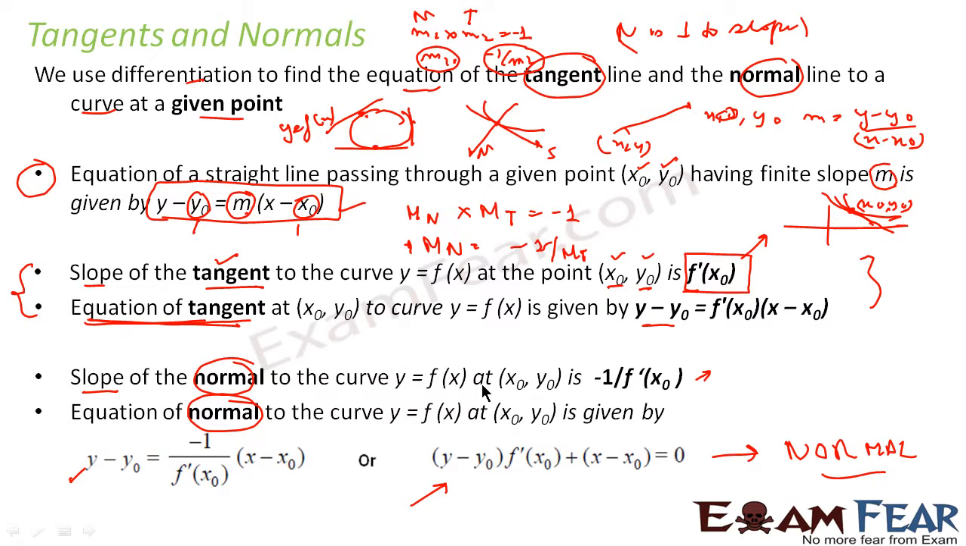Please note, both the equations are different. This guy is my equation of tangent at x naught y naught. This guy is my equation of normal at x naught y naught. See, logically everything is same. The only change here is, in case of tangent my slope is f dash x naught. In case of normal my slope is minus 1 by f dash x naught. Now once I get the slope, I'm using the same formula to derive the equations.